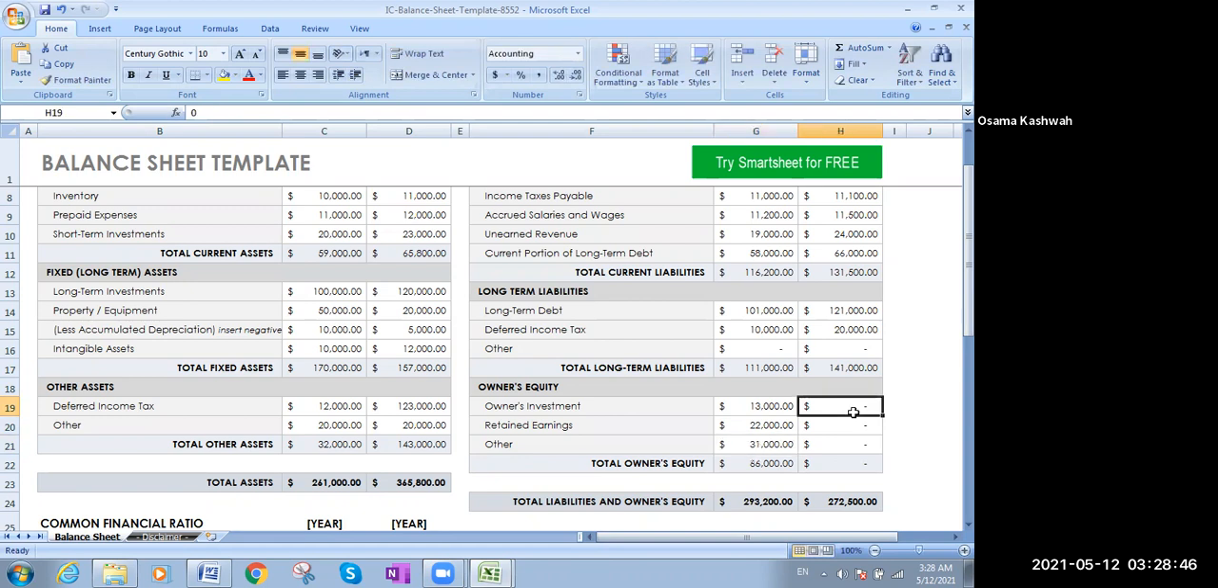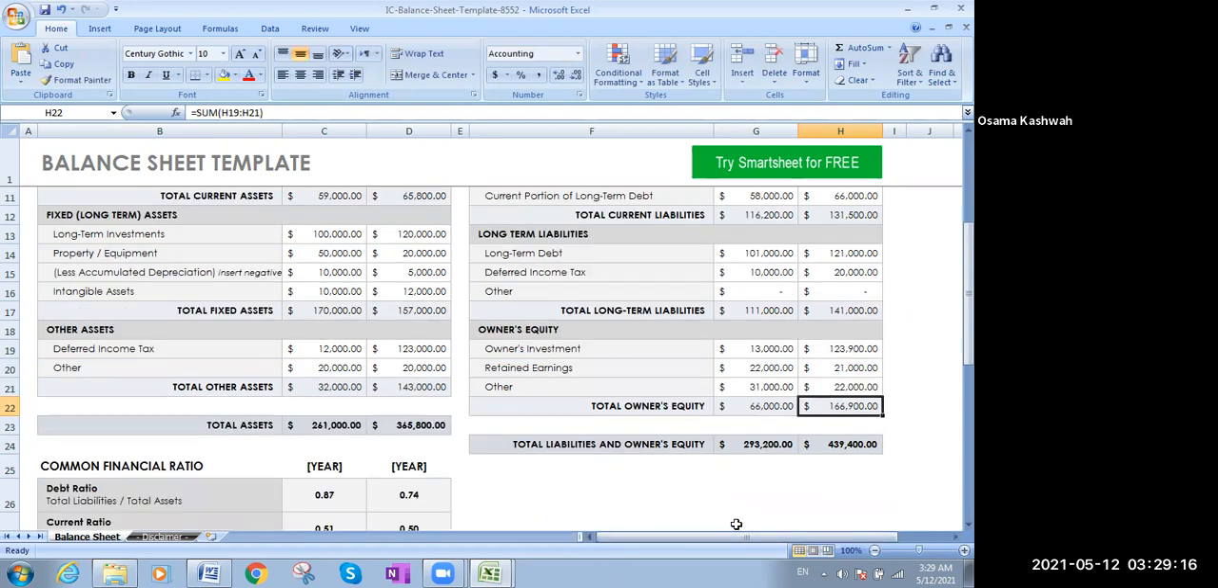Here also, same thing we will do: 123,900. Here it will be 21,000. And here it will be 22,000. That's fine. So now we come to compare between both of them.